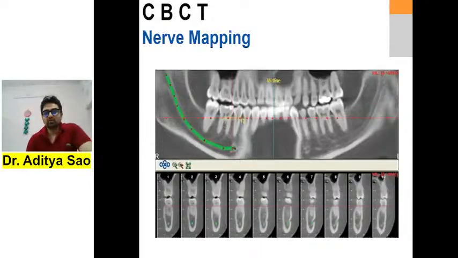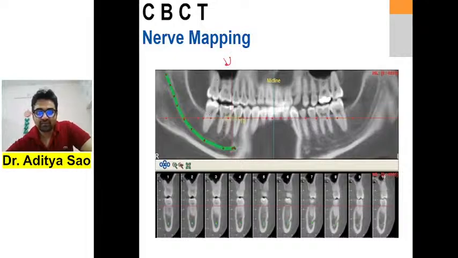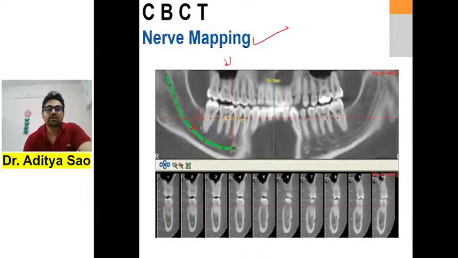Say for example, you get this image. What is this image? What is this green line that you can see? This is known as nerve mapping. So basically with this nerve mapping, we can see how much distance is between the crestal bone and the superior portion of the nerve. Okay, clear?